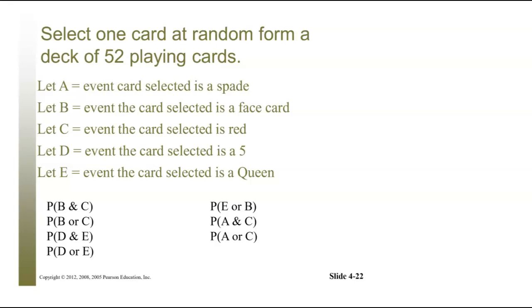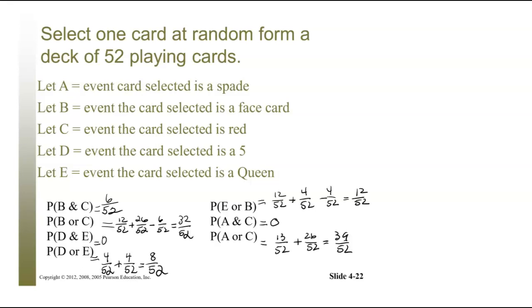So what I'd like you to do now is hit pause, and I want you to go through these events. Event A, the card selected is a spade. B, it's a face card. Remember, that's your jacks, queens, kings for each suit. C, it's red. D, it's a 5. E, it's a queen. So hit pause, and I want you to find those 7 probabilities I have listed. When you turn it back on, I will pop them on the screen.